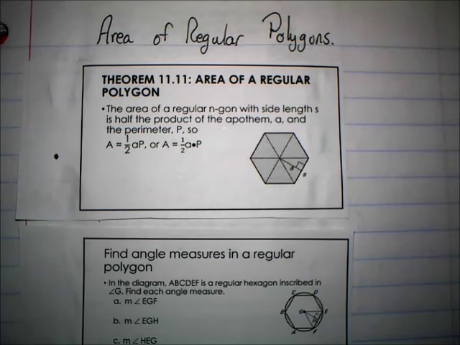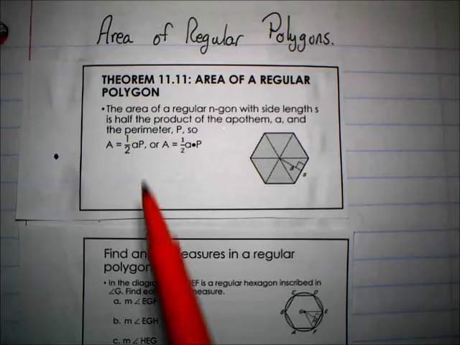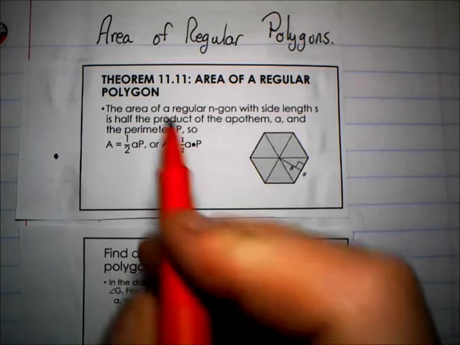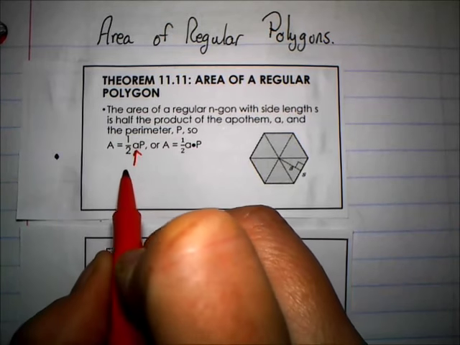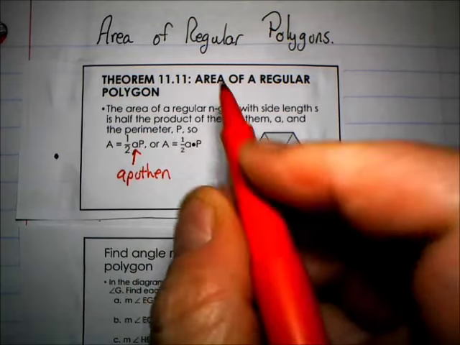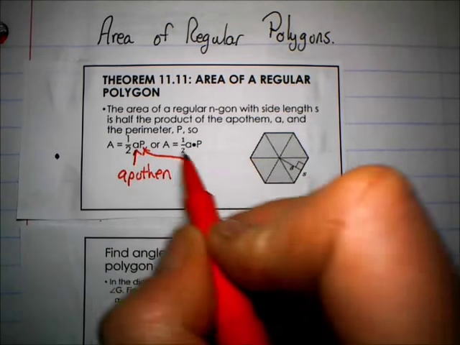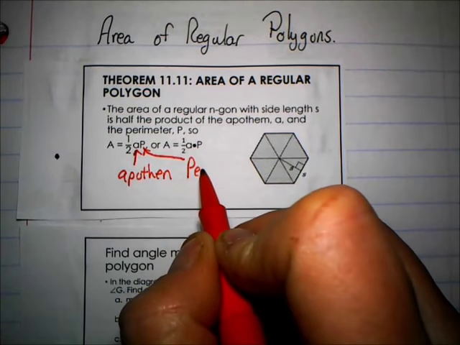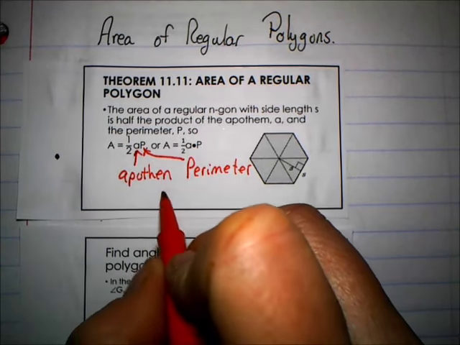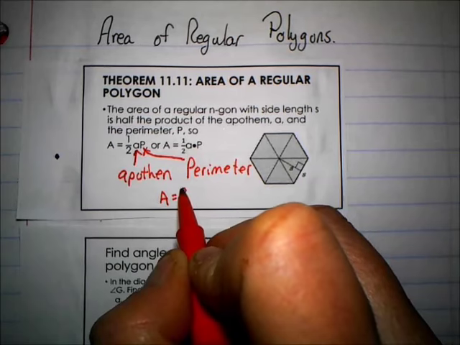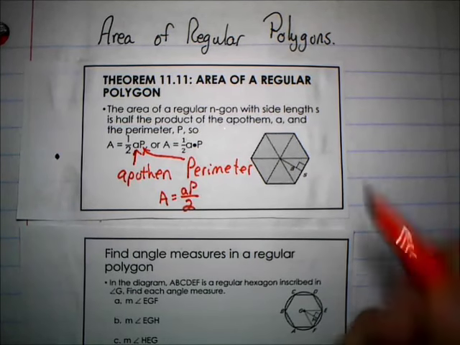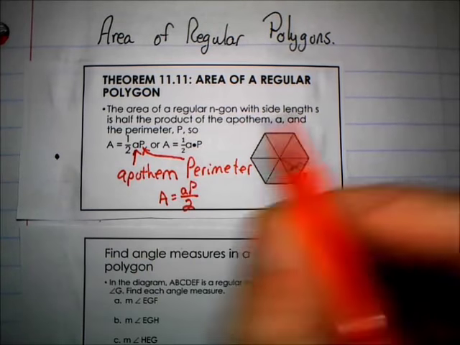Okay, here's Theorem 11.11, area of regular polygons. Its area equals 1/2 AP. A is the apothem, and P, capital P, is the perimeter. What I usually do is A equals AP divided by 2. But oops, that's supposed to be an apothem.